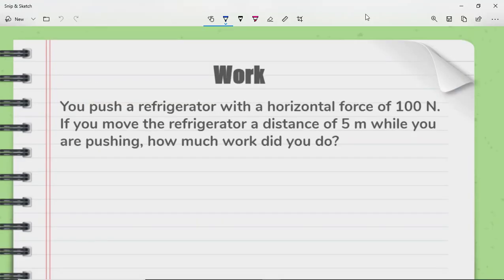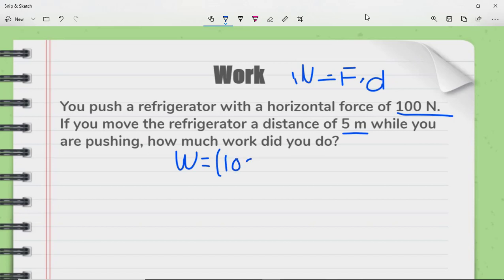You push a refrigerator with a horizontal force of 100 newtons. If you move the refrigerator a distance of 5 meters while you were pushing, how much work did you do? Well, remember that work is equal to force times distance. We can simply plug in and solve. Work equals force, so that's 100, times distance, 5. So our work is 500, and don't forget your unit, joules. Okay? So again, just some simple algebra there. If you get two variables, you can solve for the one that is unknown.